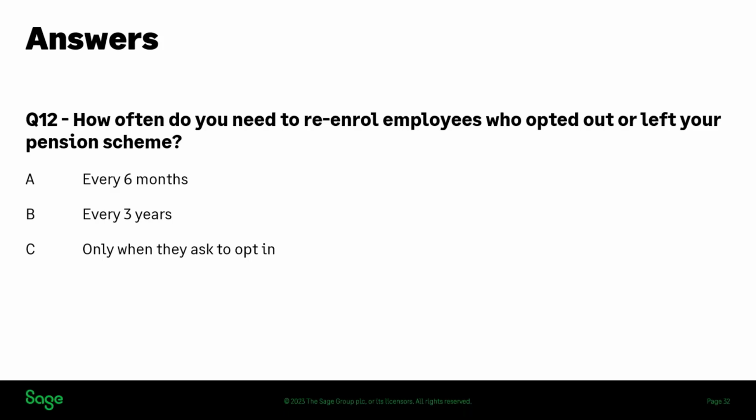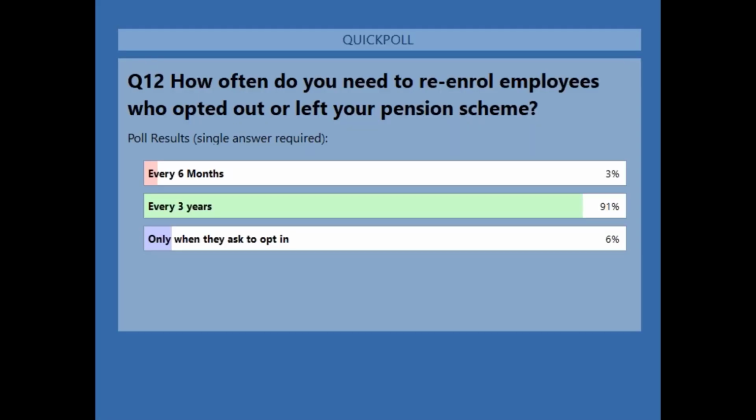So question 12, how often do you need to re-enroll your employees who've opted out or left your pension scheme? Was it every 6 months, every 3 years, or only when they ask to opt in? So let's reveal the results for question 12 before revealing the answer. So a big majority on this one, with 91% saying every 3 years and 3% saying every 6 months.